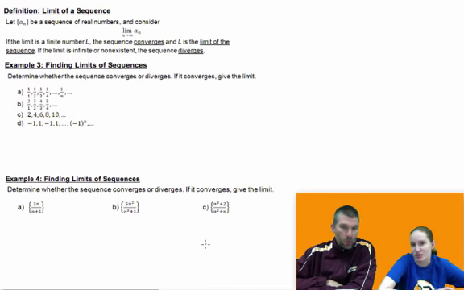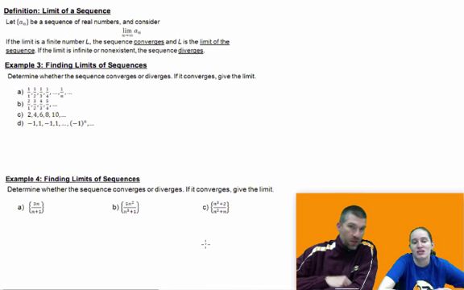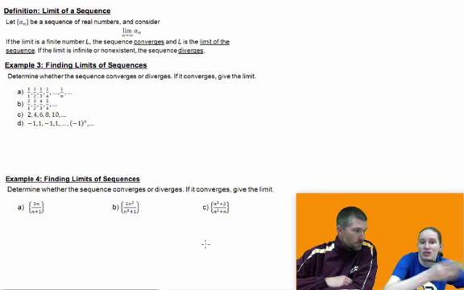The definition: the limit of a sequence. Limits are already kind of tricky anyway, so really pay attention to what's going on here. The idea is we have some sequence of numbers, and we want to think about if we could approach infinity in that sequence, like the number of terms.